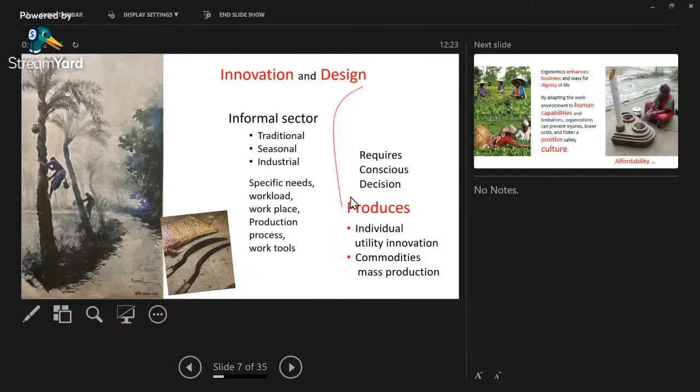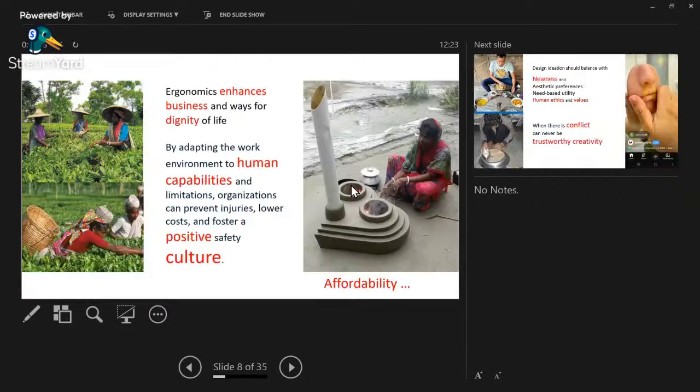Now the thing comes to industrial. Here the specific needs are workload to consider, workplace to consider, production process to consider, and work tools to consider. And here it requires a conscious decision. So production means individual utility, innovation, commodities and mass production. I will show something that is individual production.